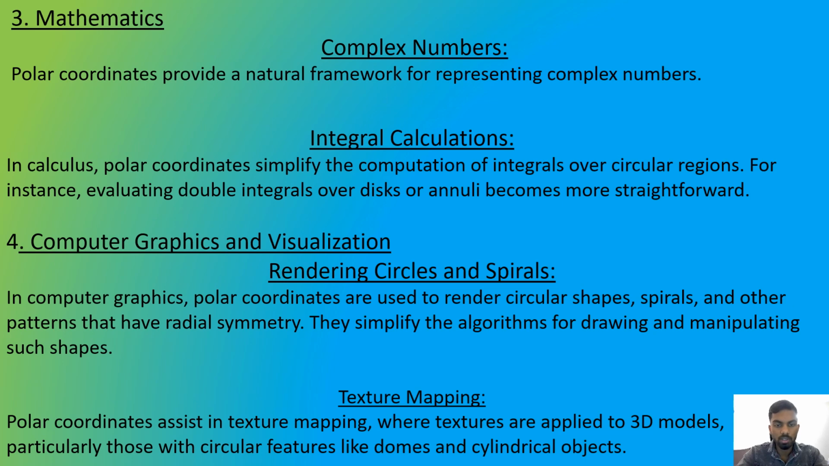Computer graphics and visualization. Rendering circles and spirals. In computer graphics, polar coordinates are used to render circular shapes, spirals, and other patterns that have radial symmetry. They simplify the algorithms for drawing and manipulating such shapes. Texture mapping. Polar coordinates assist in texture mapping where textures are applied to 3D models, particularly those with circular features like domes and cylindrical objects.